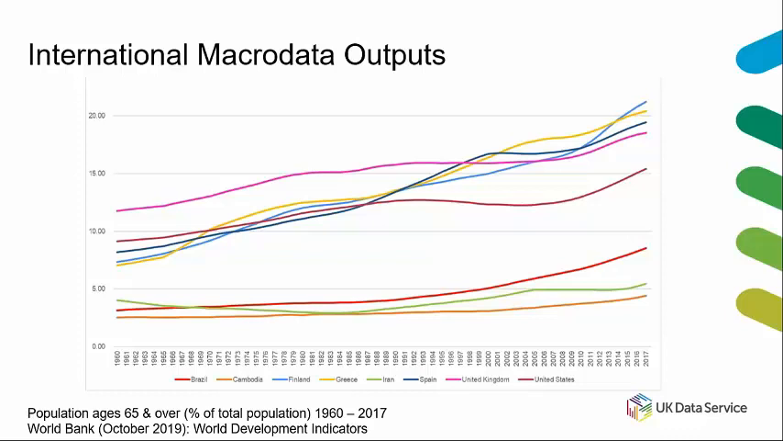So here we have an example of an output that can be created using international macrodata. So this graph shows the population aged 65 and over from 1960 to 2017 using data from the World Bank.